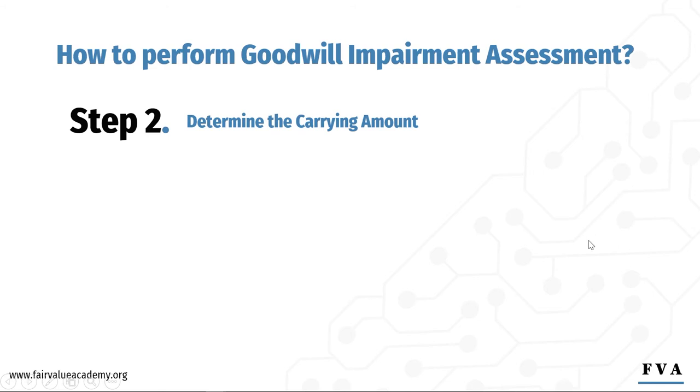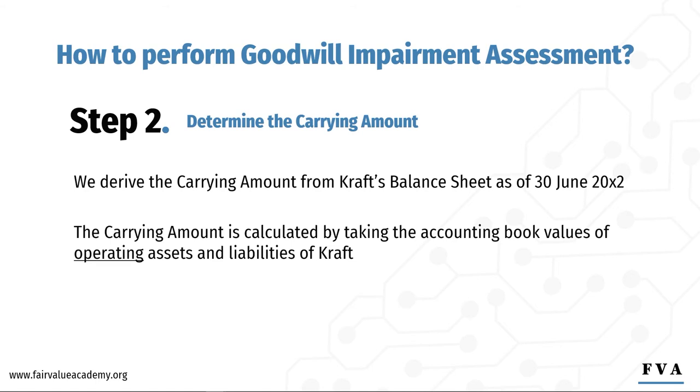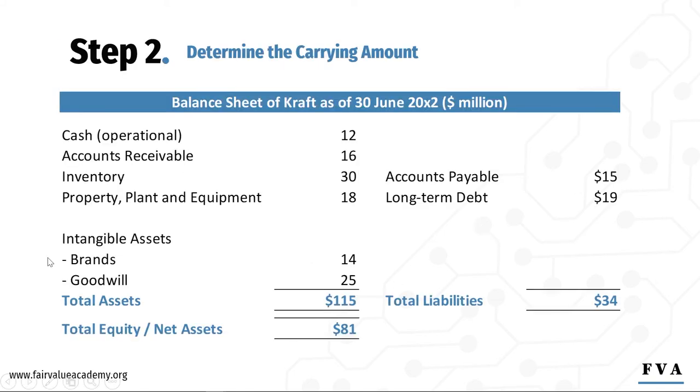Step 2, determine the carrying amount. Where do we look to determine the carrying amount of Kraft? We derive the carrying amount from Kraft's balance sheet as of the measurement date 30 June 20x2. The carrying amount is calculated by taking the accounting book values of the operating assets and liabilities of Kraft. Note, any assets not related to the operations of Kraft should be excluded.